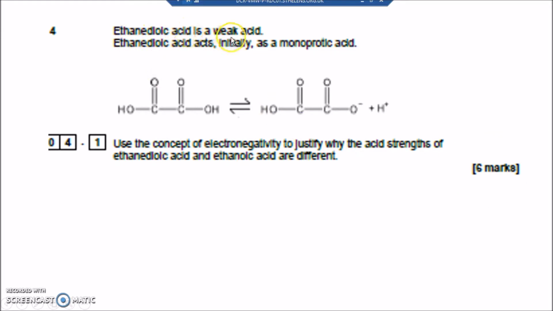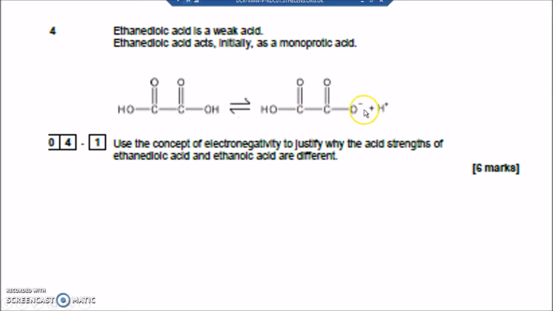Ethane dioic acid is a weak acid, so let's have a look at it. 2 carbons, ethane, dioic, so it's got 2 carboxylic acid groups. And it shows you how it breaks down. What happens is that the OH bond breaks. So we've got to work out how the structure of this supports that bond breaking.